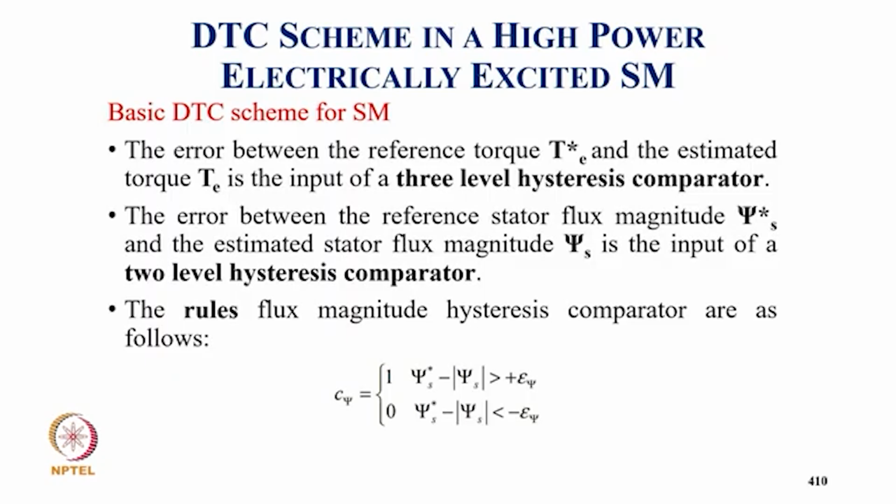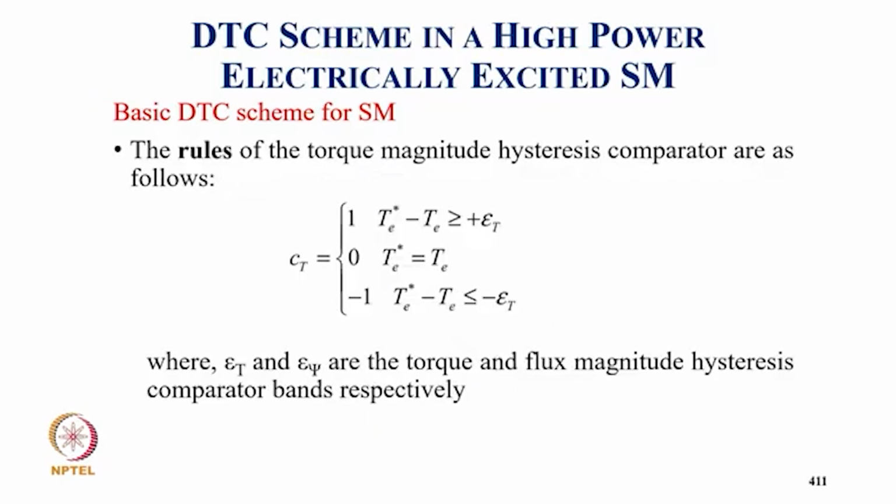So coming now to the error between the reference torque T star and the estimated torque, which is the input to the 3-level hysteresis controller, and the error between the reference flux psi S star and the estimated flux is the input to the 2-level one. The rules for flux are: C psi equal to 1 if psi S star minus psi S is greater than eta, or 0 if psi S star minus psi S is less than minus eta.